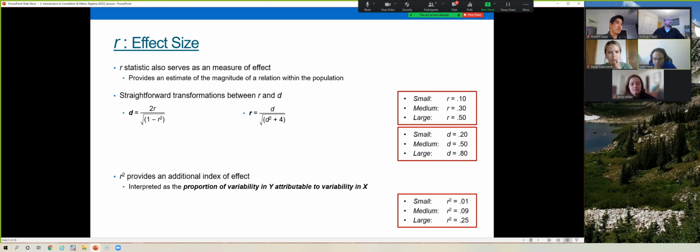So I have one question. On the slide, it is a lowercase r squared. I've seen it as capital R squared before. Are those the same thing?